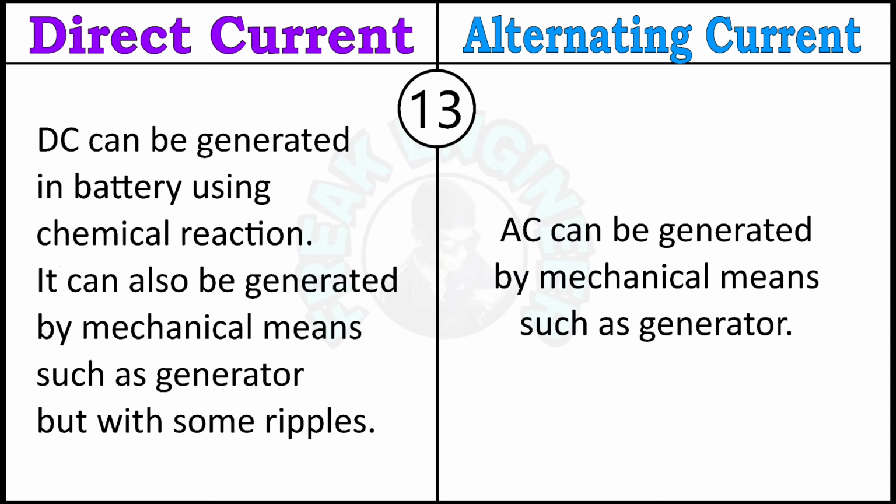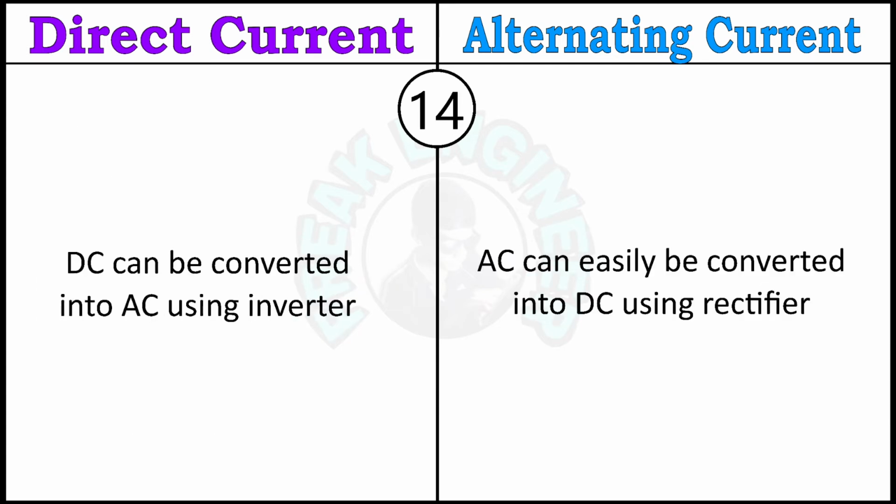Number 13. DC can be generated in a battery using chemical reaction. It can also be generated by mechanical means such as a generator, but with some ripples. And AC can be generated by mechanical means such as a generator. Number 14. DC can be converted into AC using an inverter, and AC can easily be converted into DC using a rectifier.